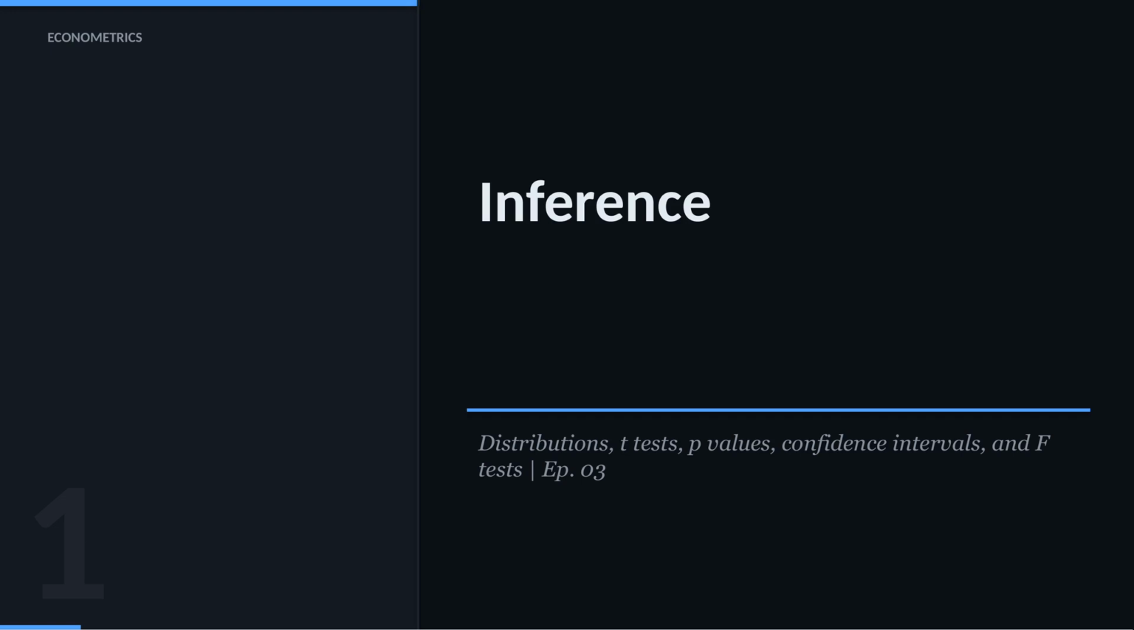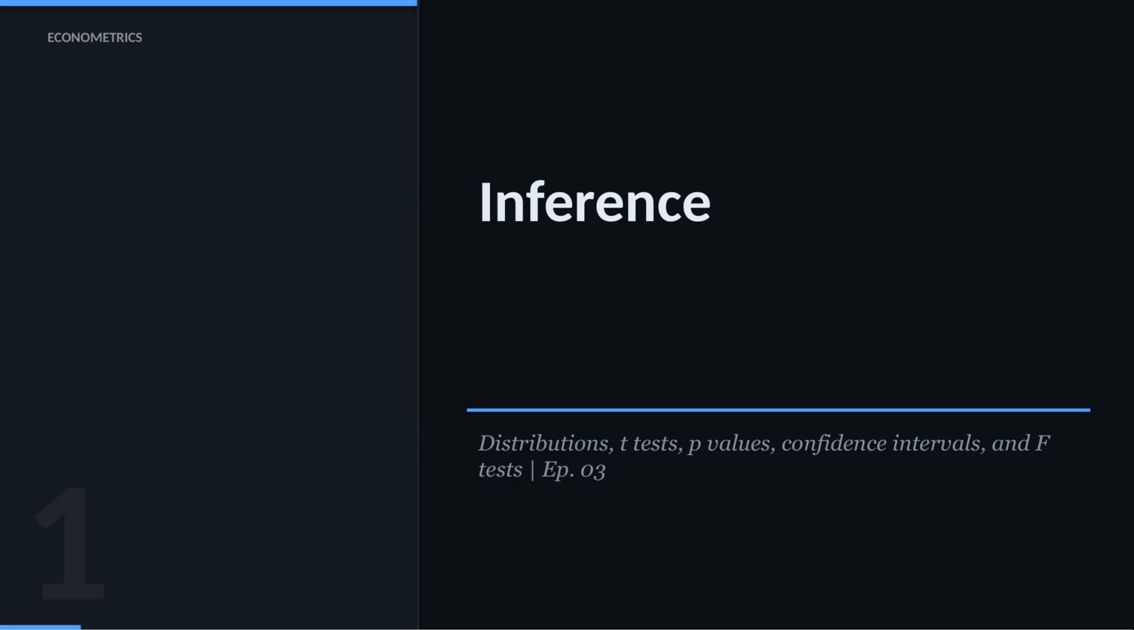Once we estimate a coefficient, the next question is obvious. How much should we trust it? A point estimate by itself is never the end of the story, because every sample contains noise. Inference is the part of econometrics that tells us whether an estimated effect is precise, whether it looks statistically distinguishable from zero, and how much uncertainty surrounds it.